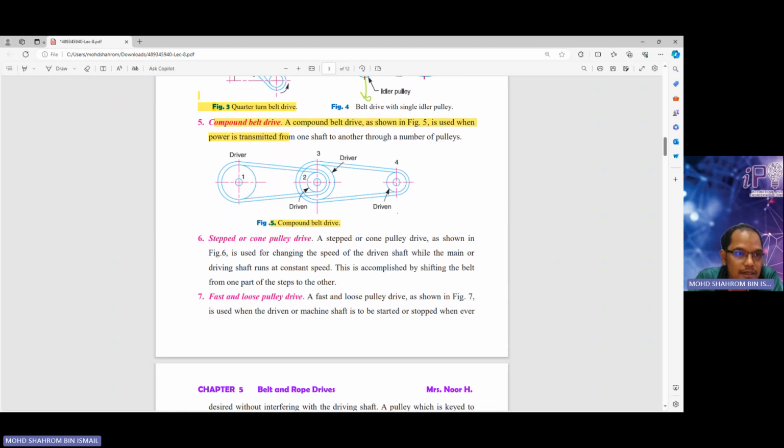Number 6 basically is a step or cone pulley drive. Okay, a step or cone pulley drive, as shown in figure 6, is used for changing the speed of driven shaft, while the main or driving shaft runs at constant speed. This is accomplished by shifting the belt from one part of the steps to other. Okay, we see what is figure 6 mostly.